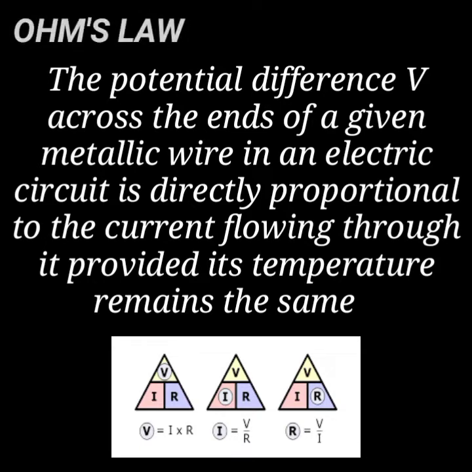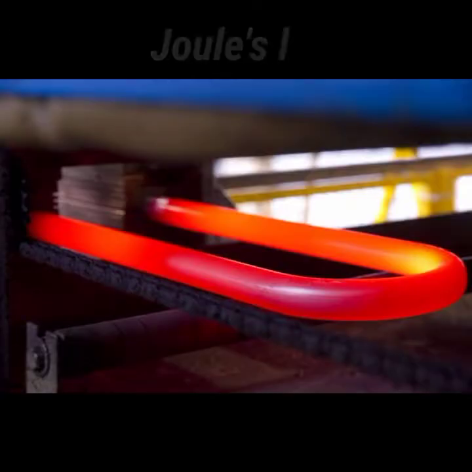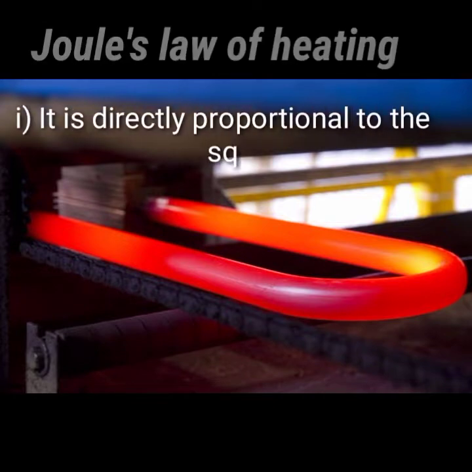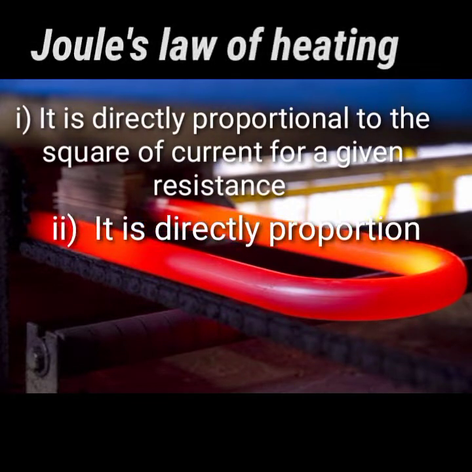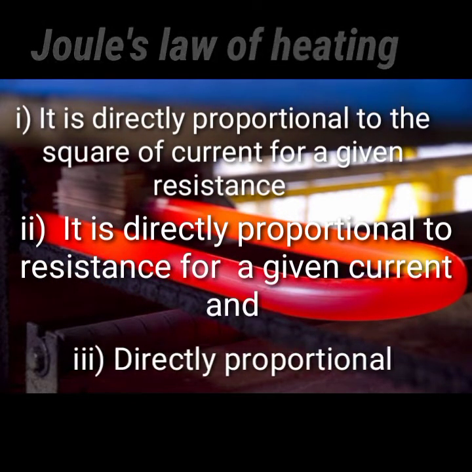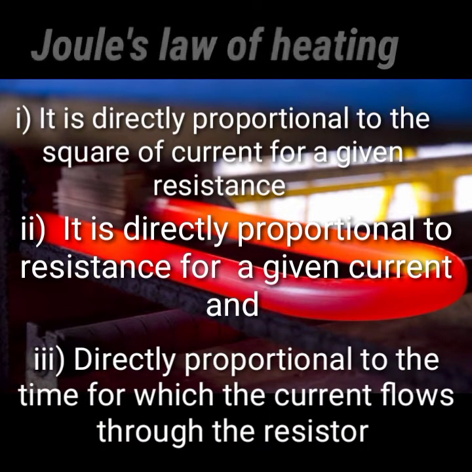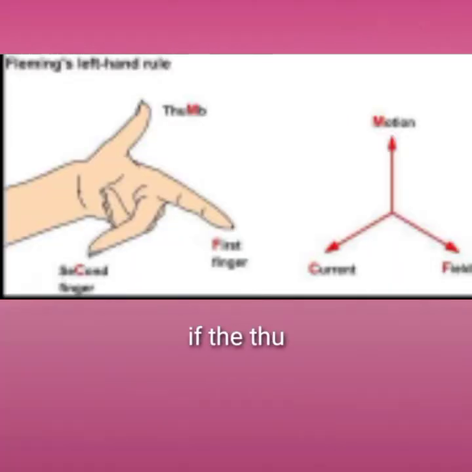And the next law is Joule's law of heating. It is directly proportional to the square of current for a given resistance. It is directly proportional to resistance for a given current and directly proportional to the time for which the current flows through the resistor. And the third law is Fleming's left hand rule.